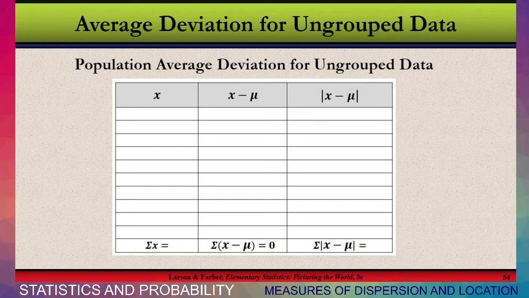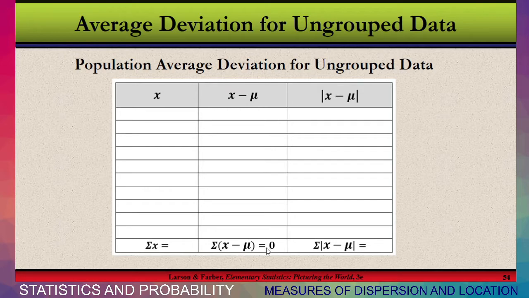Since magkaiba ng formula ang ginagamit kapag sample at saka population yung ating dinidiscuss, kailangan indicate mo sa solution mo kung anong formula ang ginamit mo para ma-verify natin na tama yung ginagawa mo. Okay? So ito yung table na gagawin natin for computing the population average deviation for ungrouped data.